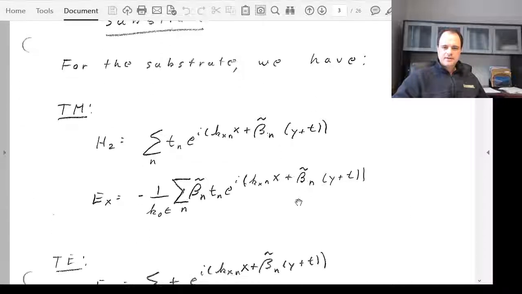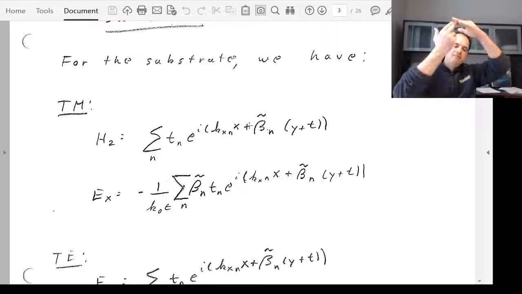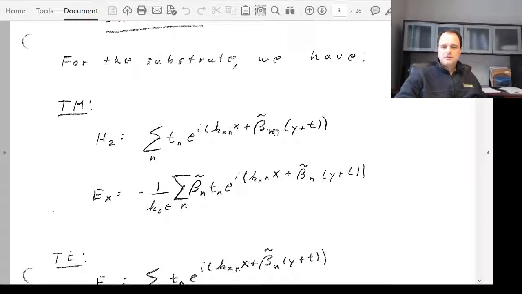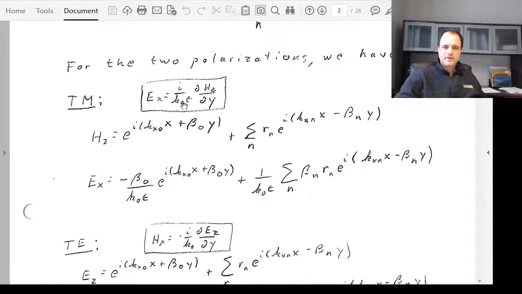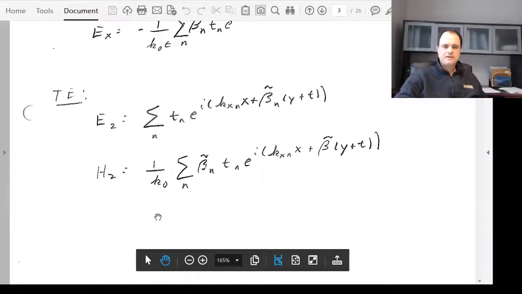For the substrate, it's the same type of thing, but we don't have an incident beam coming up from the substrate. Only the downward propagating scattered beams, diffracted beams. All right? So we don't have the incident beam up here. We still have the same relation once we know H sub Z, how to get E of X. We use this for TM and this for TE to go from H sub Z to E sub X. Take the partial with respect to Y, multiply by a few constants, and we get this.